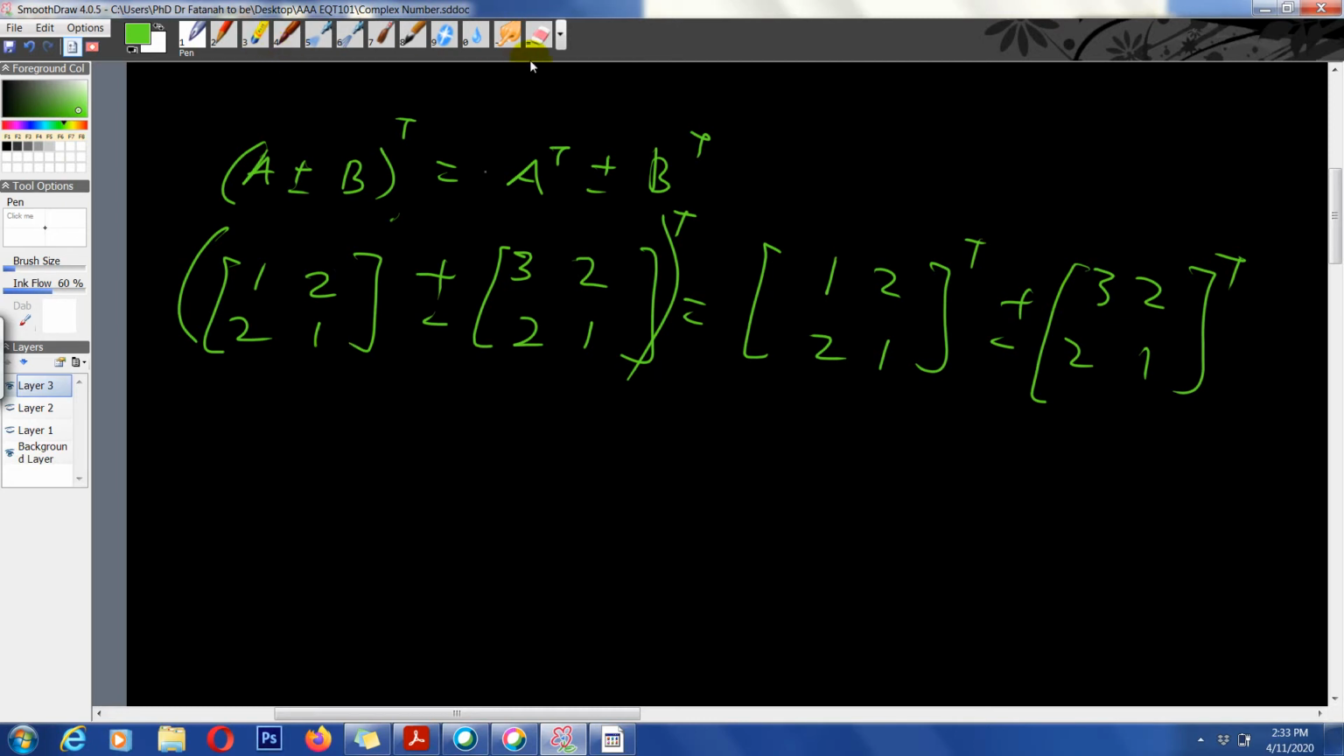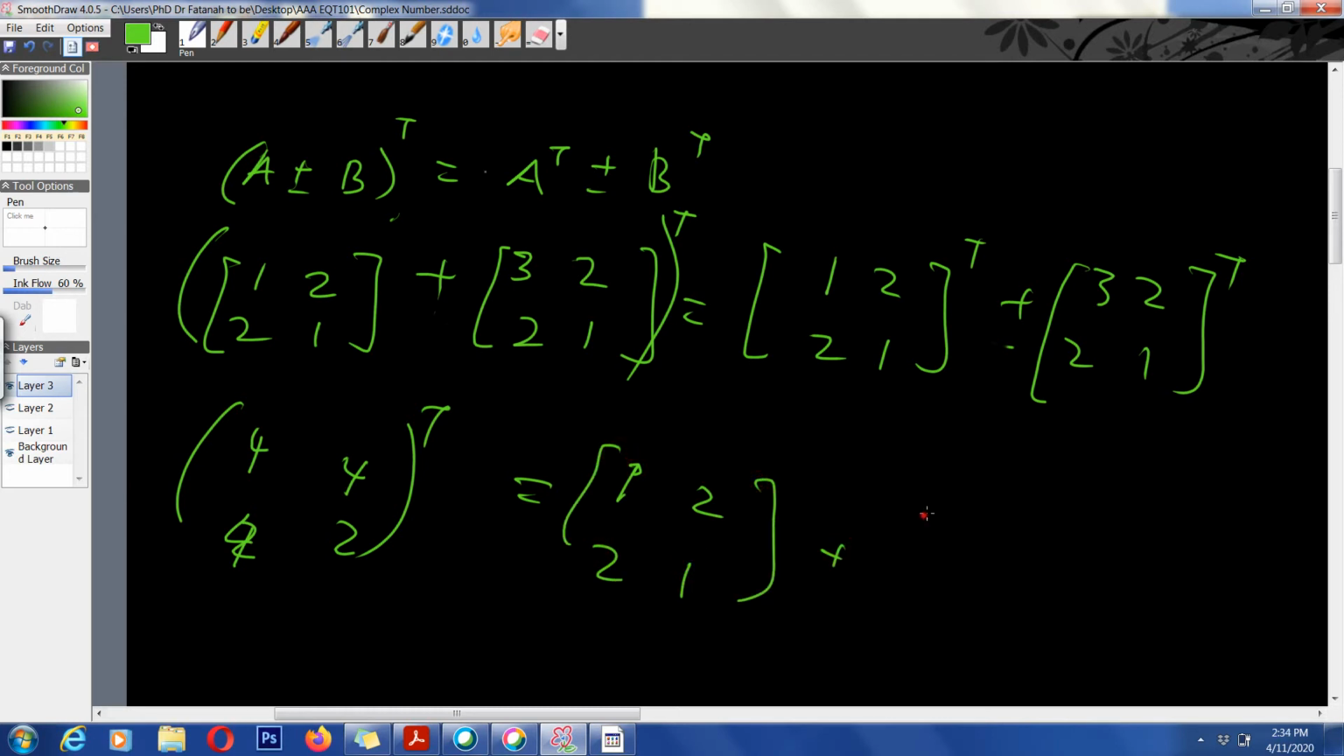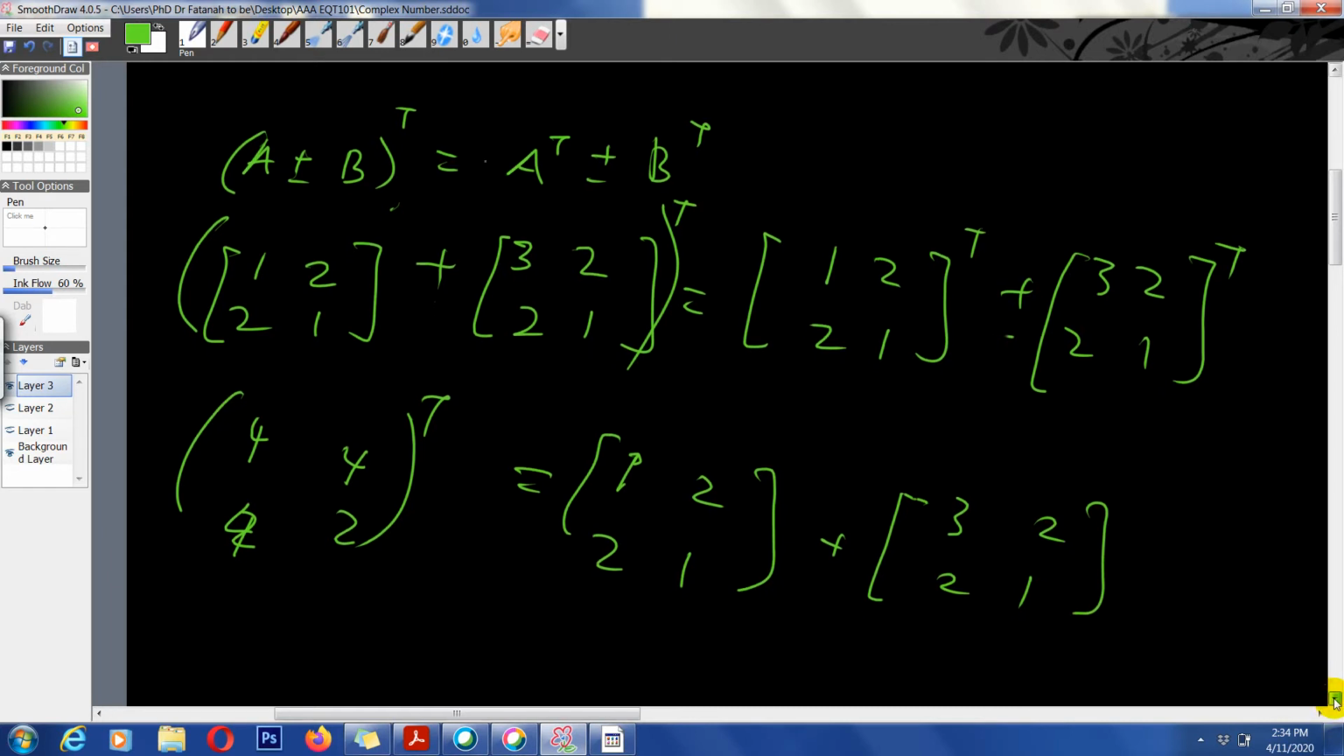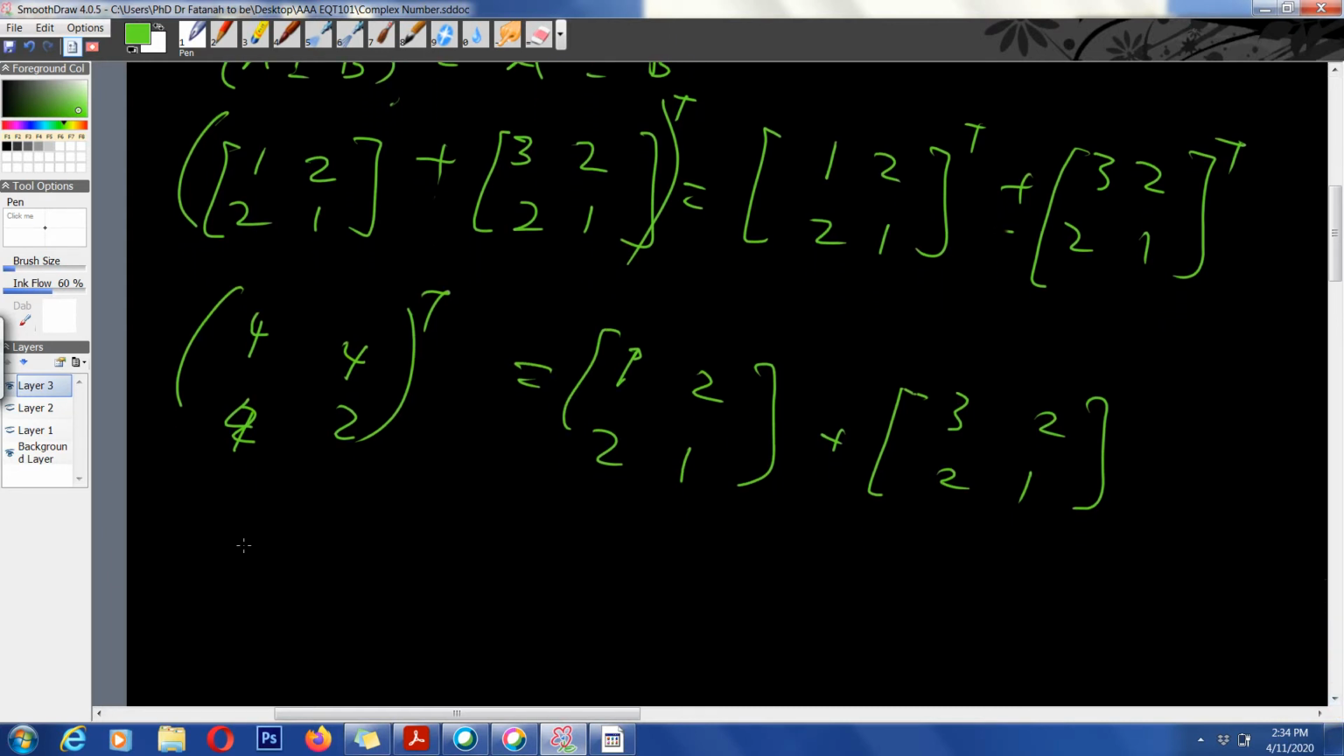Okay, for example, it's easier to add. We add first inside. So 1 plus 3 is 4, and then the rest, and then we transpose. This is equal to the transpose of 1, 2, 2, 1 plus 3, 2, 2, 1. So what should we have? Here we have 4, 4, 4, 2. Here 1 plus 3 is 4. Then we have 4, 4, and 2, it is equal.